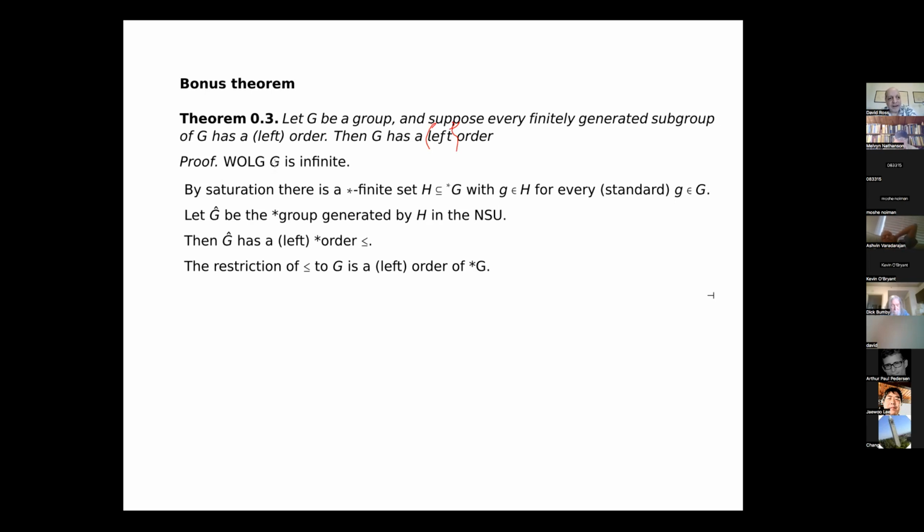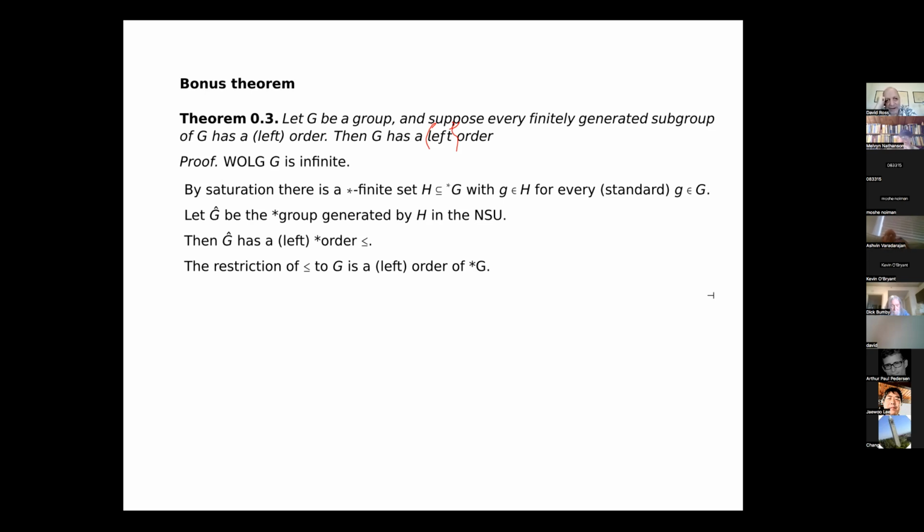So of course, if G is finite, it's trivial. So suppose G is infinite. By the appropriate form of saturation, you can find a star-finite set H in star G which contains every standard element of G. There's a guy named Michael Richter, who once said that non-standard analysis is the art of making infinite sets finite by extending them. This is an easy consequence of saturation.